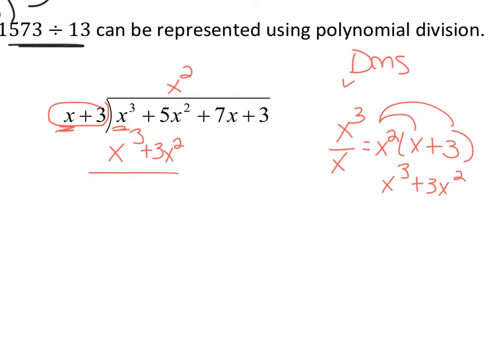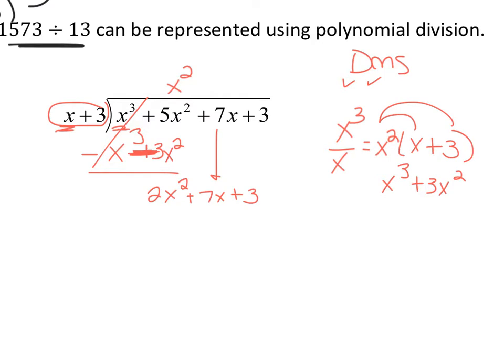The next step: we divided, we multiplied, now we're going to subtract. So I'm going to subtract here and change the sign to a negative here. These will cancel. 5x squared minus 3x squared is 2x squared. And you're going to drop this down just like we did with the other one. You can drop down the 3 as well if you want to.